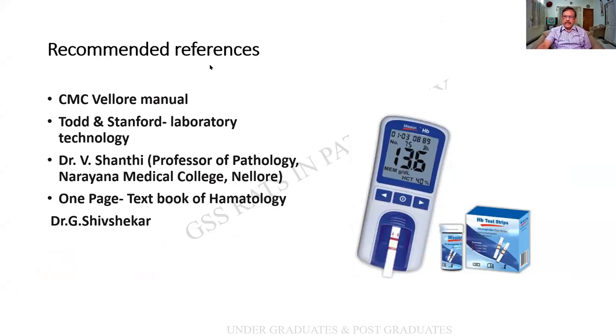And these are some of the recommended references. You people can go to others also if you have a seminar or other things. The CMC Vellore manual can be the backbone for all the simple conventional methods. Todd and Sanford Laboratory Technology is also somewhat a via media between the modern and the conventional methods. Dr. V. Shanthi has given a very good narration available on the net. You people can go through it. A textbook on hematology by me can also be used for referring to the various RBC disorders and the change in hemoglobin.